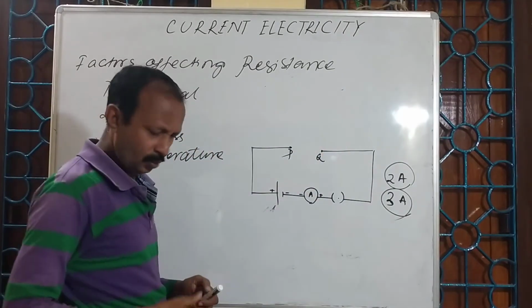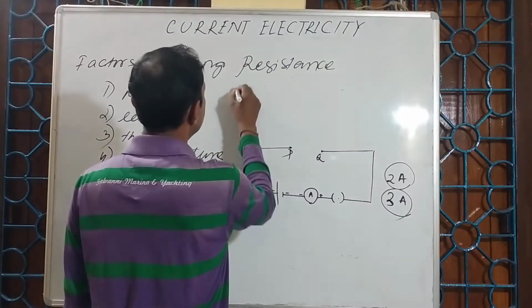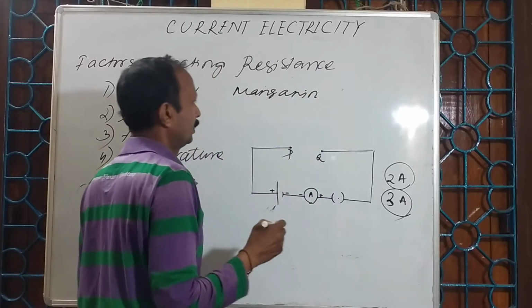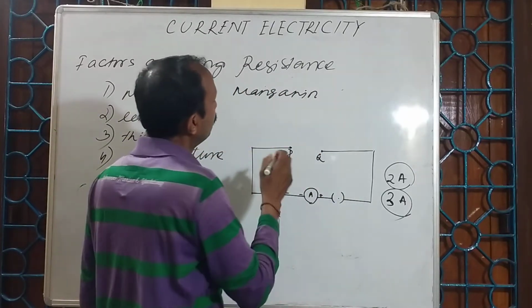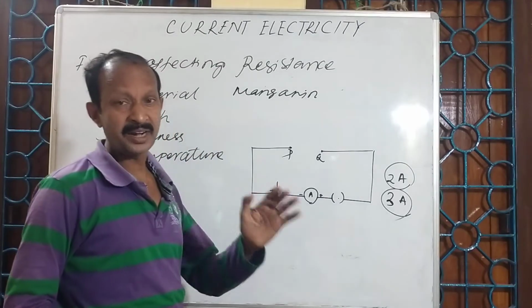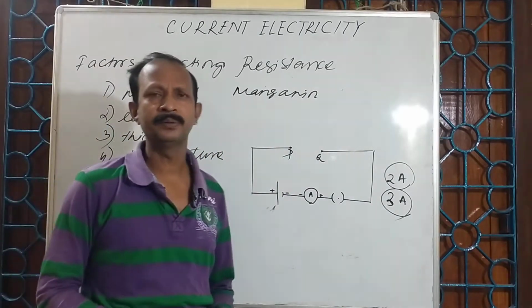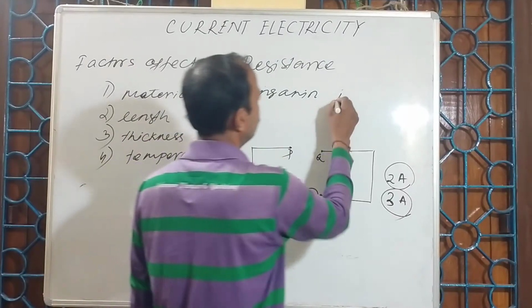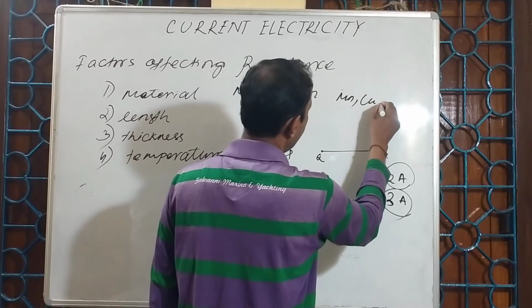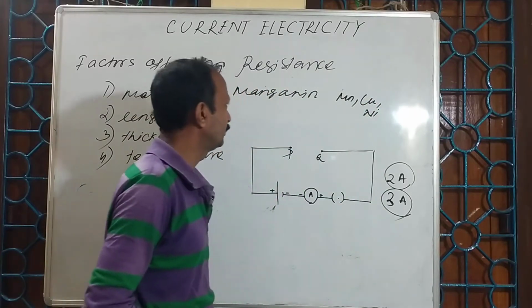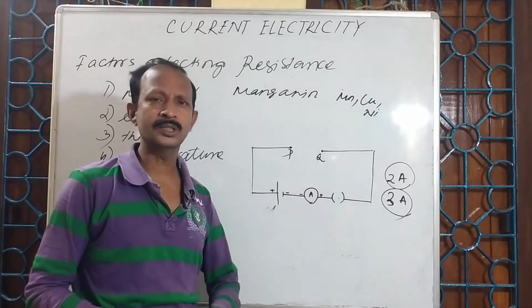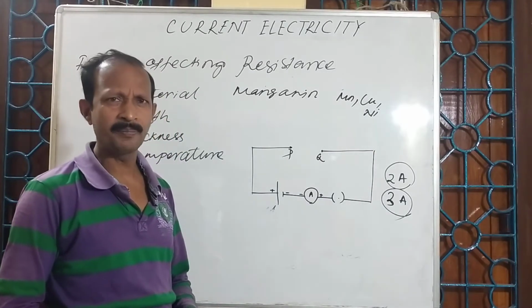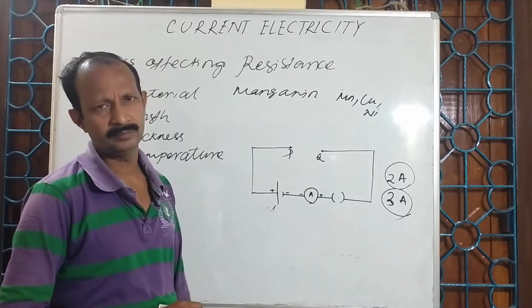Now we'll take manganese. It is one of the standard resistors, which is made out of manganese, copper and nickel. Why am I taking manganese here? Because its resistance is least affected by temperature.